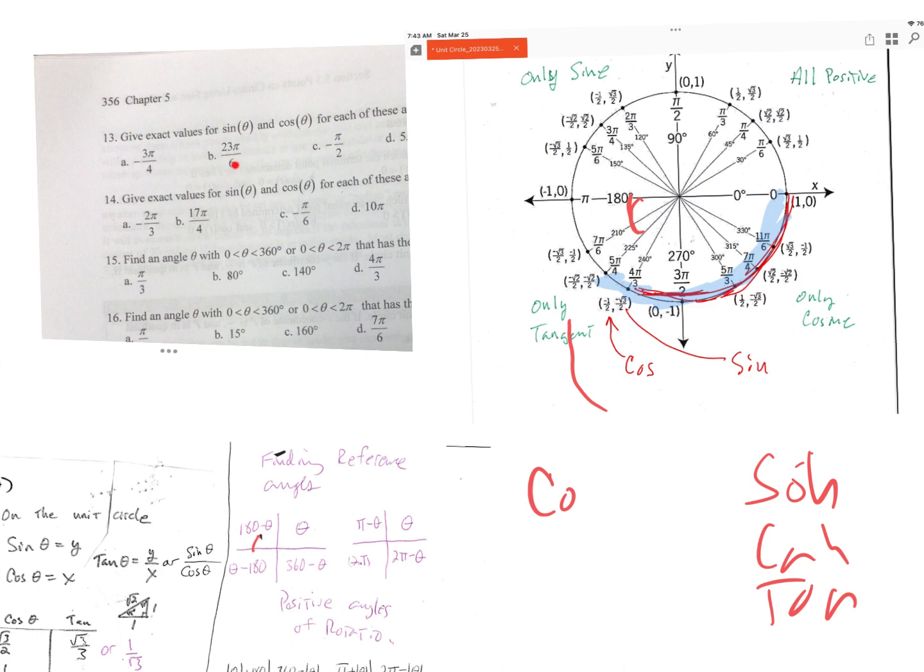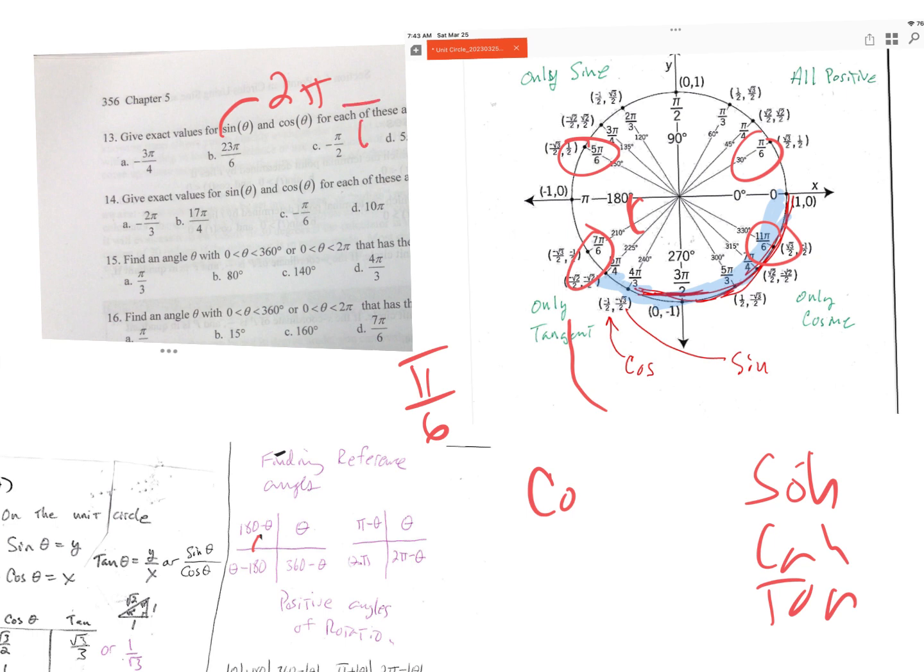Well, I know that's more than one revolution around, right? And I know the reference angle is going to be pi over 6, so it's going to be one of these pi over 6 angles. But now I've got to figure out which angle it is. This is more than one revolution around, and one revolution around the circle when I'm dealing with radians is 2 pi. So I just want to make that over 6.